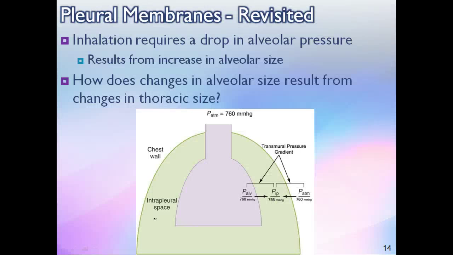Now, this is what is being demonstrated by this diagram here. The pressure within the pleural cavity is slightly lower than both the lung pressure and the external atmospheric pressure. This creates that pressure gradient that forces the parietal pleura to adhere to the thoracic wall, and the visceral pleura to adhere to the lung wall.